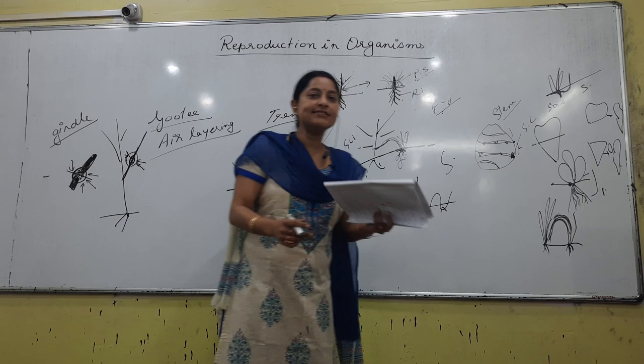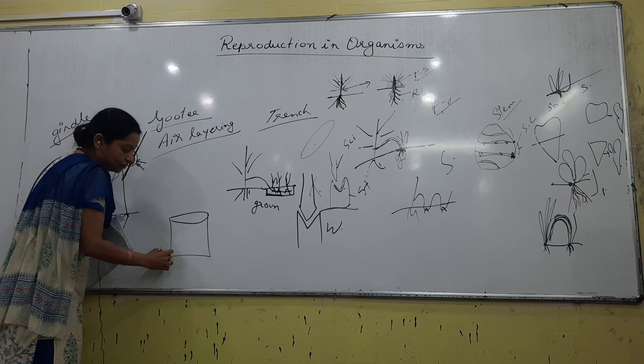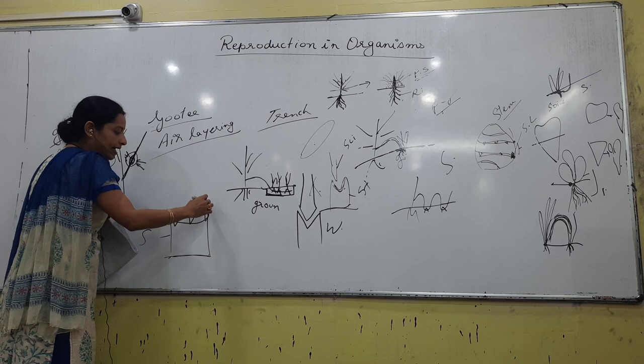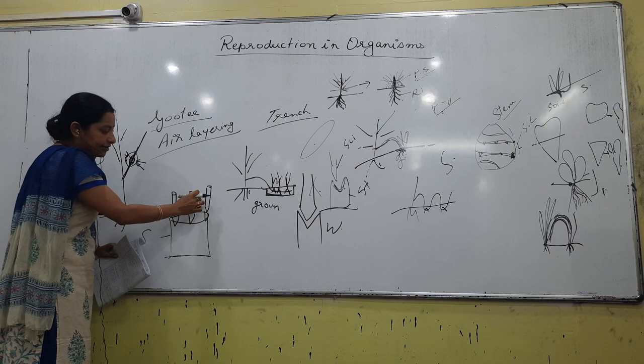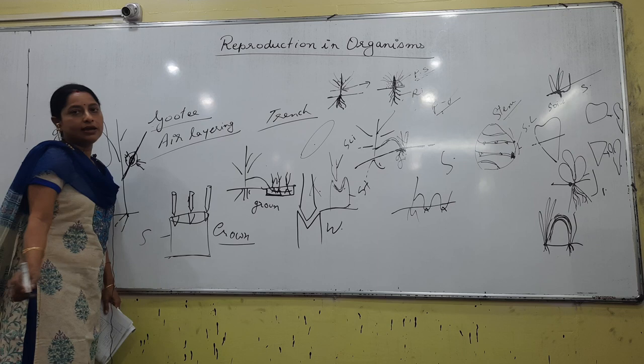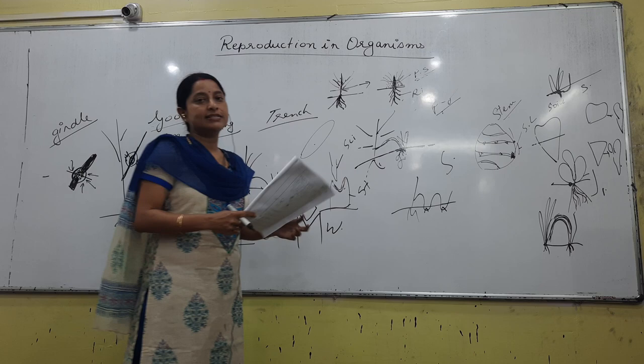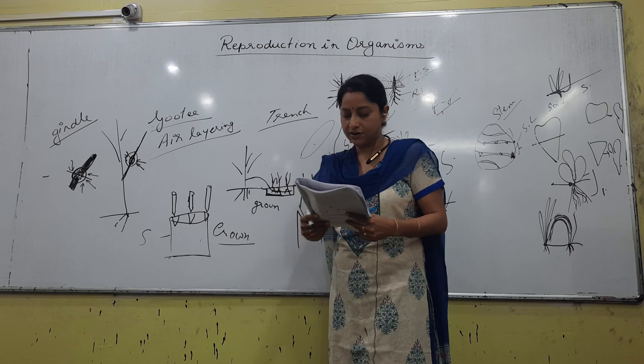Next is crown grafting. What is crown grafting? You have the stalk, the rooted portion. Here you make many cuts, and you graft the new parts into them. Many grafts together are called a crown. In tongue grafting it was just one scion. In wedge grafting also it was just one scion. But in crown grafting, many scions can be grafted together onto the same stalk. This is called crown grafting.